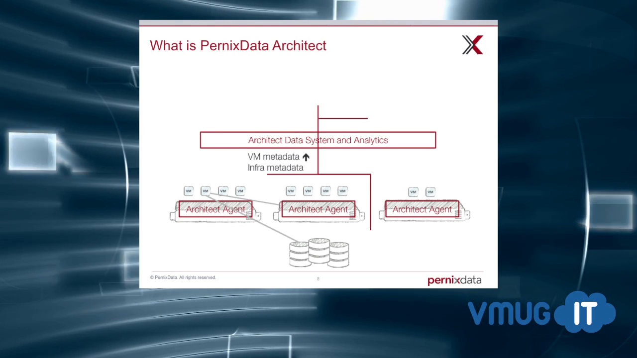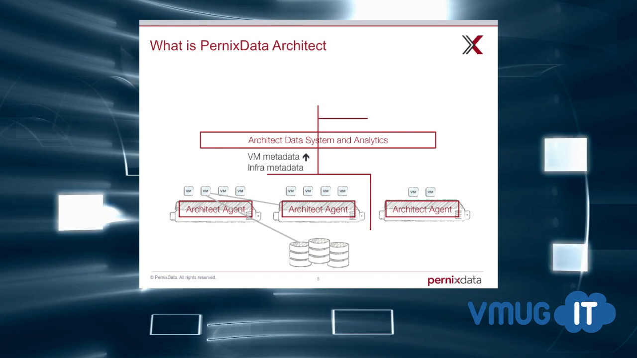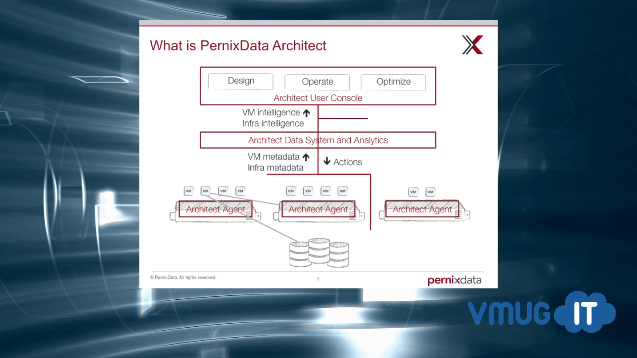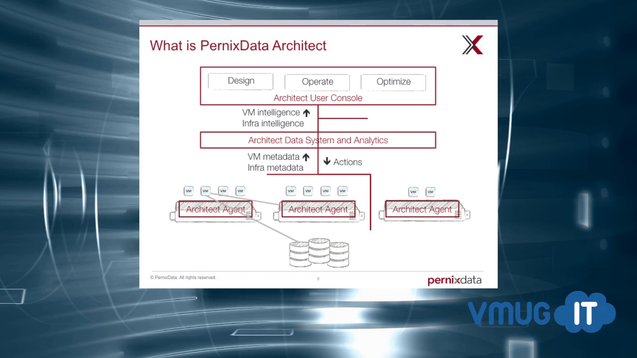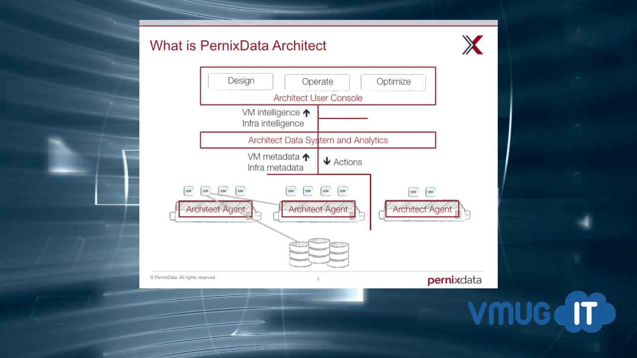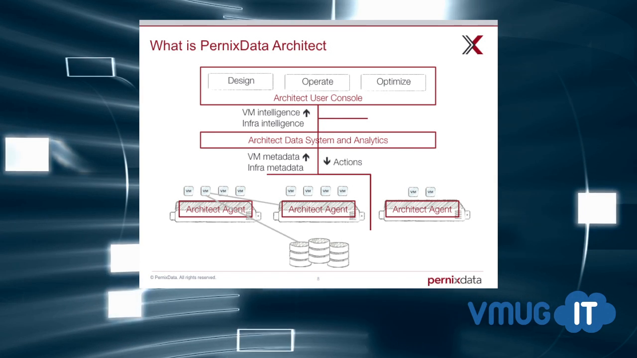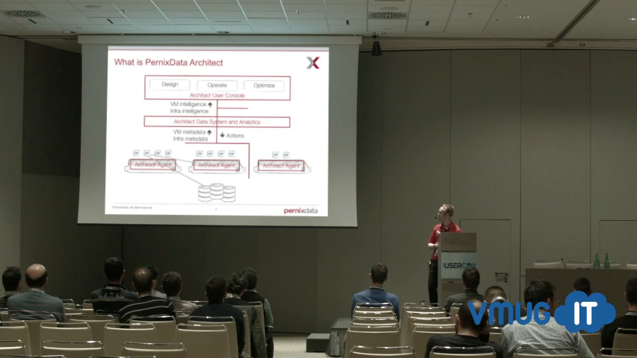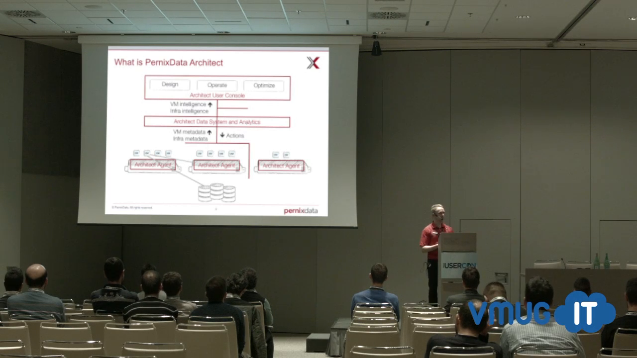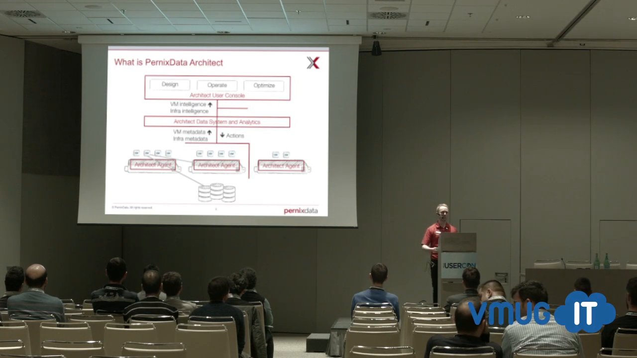So we take all of this data, bring it into our data analytics system, and then we bring it back with VM Intelligence into an easy-to-use Architect user console that you can access. So you go to the console, and from this console now, you can start to design your storage when you need to expand it. You can start to operate your storage, and you can also use it to optimize your storage, because the data center is dynamic.